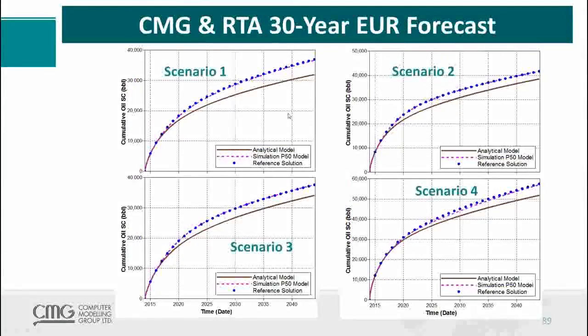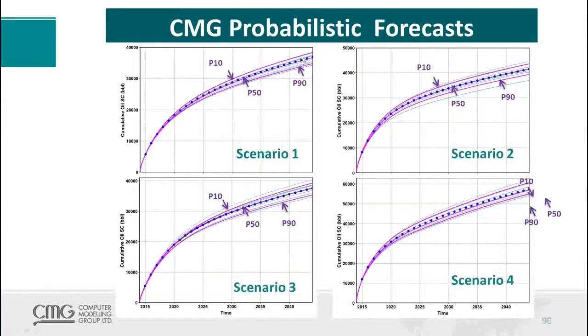Here are the forecast productions from the history matches for both RTA and the CMG workflow. And you can see that there are deviations between the RTA forecast and those from the numerical forecast, and that the numerical forecast is usually very close to being right on with the reference solution. So in terms of the full range of values that we create with our probabilistic forecasting, here are those ranges just for the CMG approach, because the RTA approach doesn't give you those ranges, just to give you an idea of what's going on.